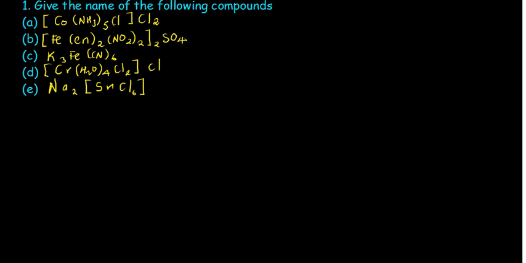What of the other one which we have? Part D, Cr(H2O)4Cl2 and then Cl. So here the complex ion has been named first, so I'm going to name the complex ion first. Now let's look at our metal ion which we have here.